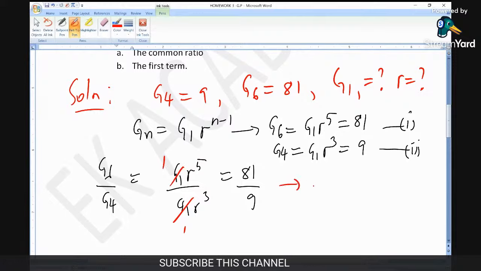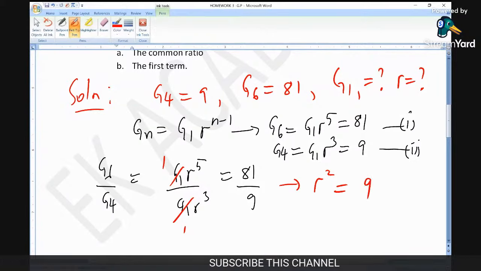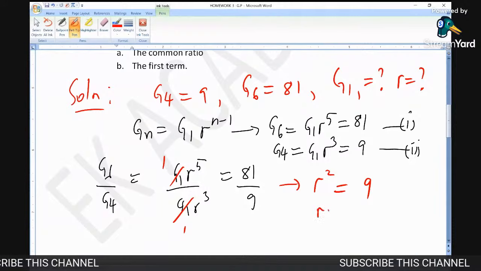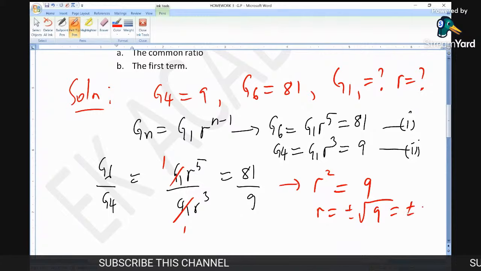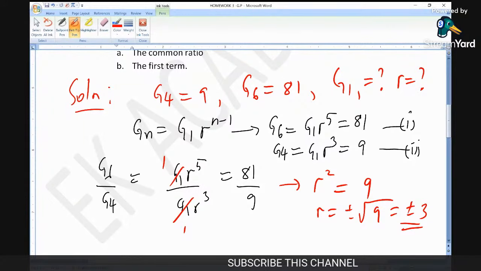Doing the division, G1 cancels, so what remains is r square equals 81 divided by 9, which gives 9. So the common ratio r equals plus or minus the square root of 9, meaning that r is plus or minus 3. So if r is plus or minus 3, what about the first term?